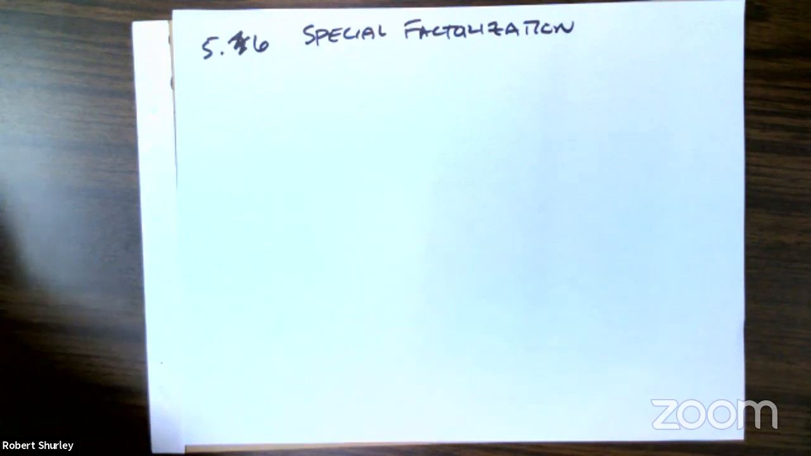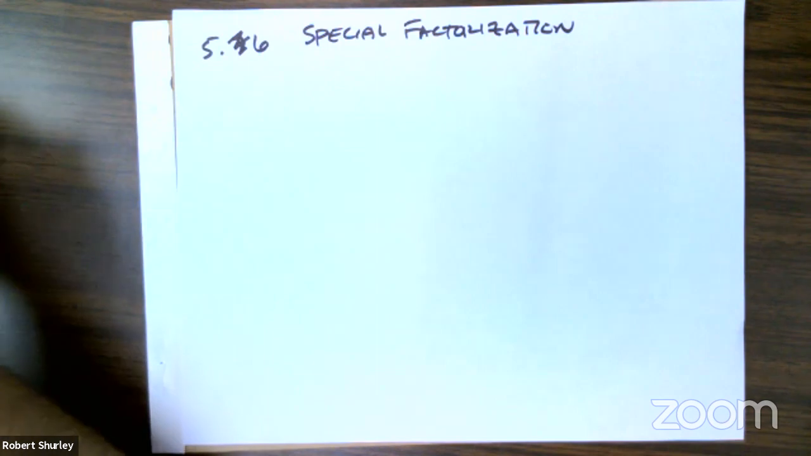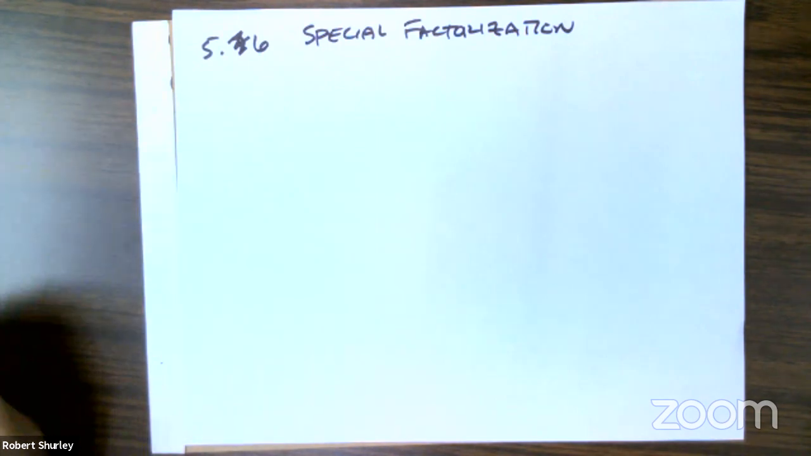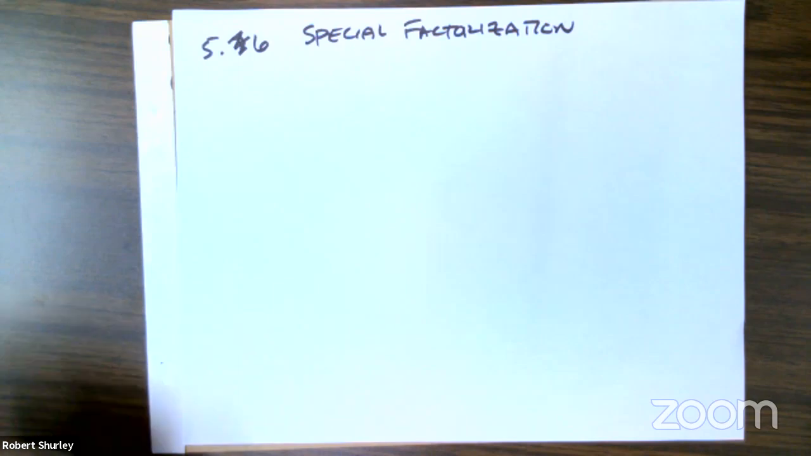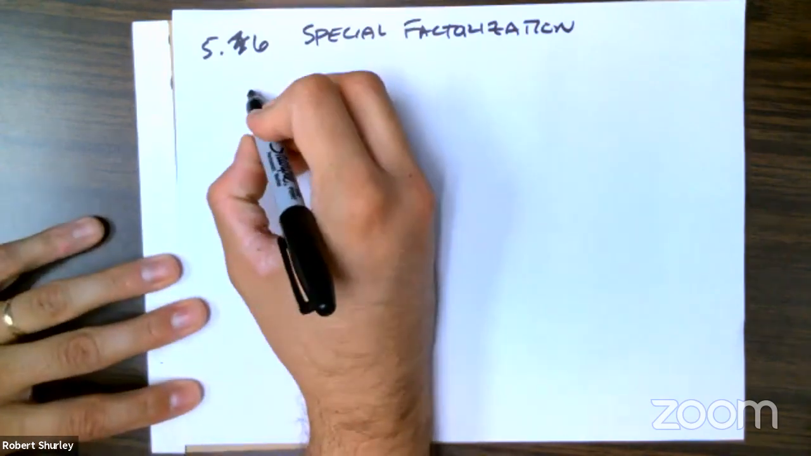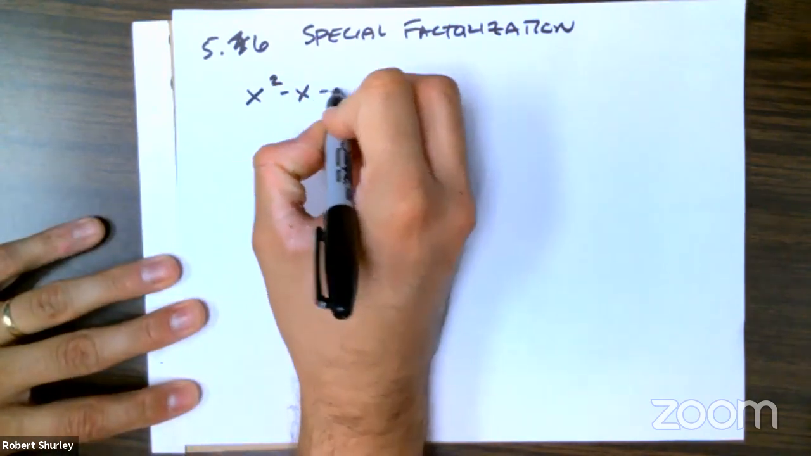Hold on, guys. Hold on. Okay, are you there? Yeah. Okay, what's up? It's number 57 from 5.5. 5.5, 57, you said? Yes. The x squared minus x minus 12?